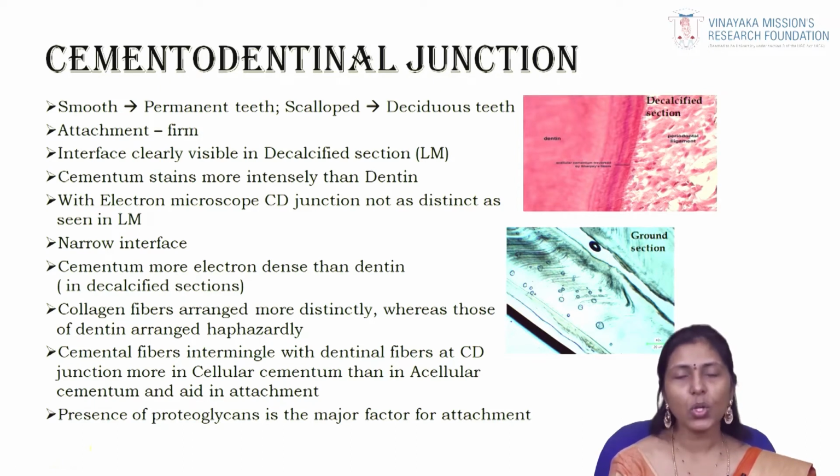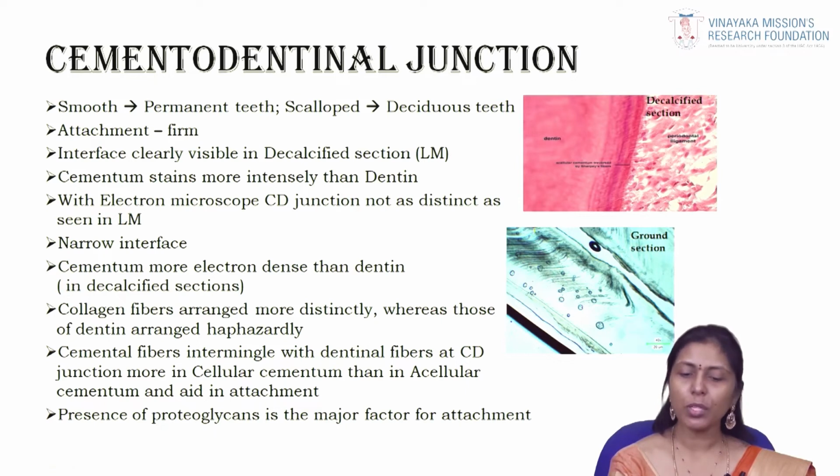So this junction is going to be smooth in case of permanent tooth, whereas it's going to be scalloped in case of deciduous tooth, and the attachment between the cementum and dentin is going to be firm. You can see a clearly visible interface in case of a decalcified section, and the cementum will stain more intensely than dentin. Why? The organic matrix is going to be more in case of cementum compared to dentin. Inorganic matrix is less, but organic matrix is more in case of cementum.